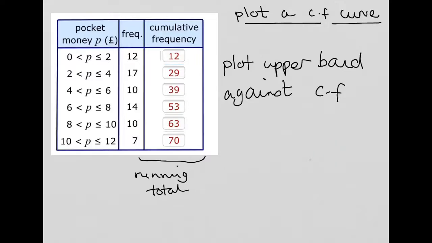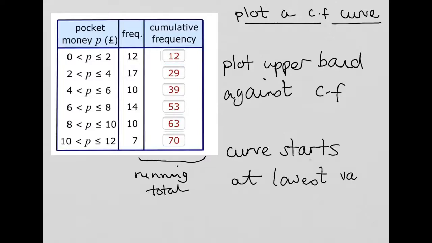And the curve always starts at the lowest possible value. Not always 0. So here it's 0 because that's the lowest value in the table. It won't always be 0. And if you're looking at, for example, house prices which start at maybe £100,000, then it would be very wrong to start the curve at 0. So that's a quick recap on how to plot it.